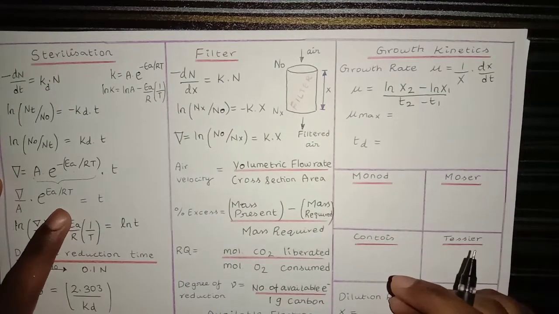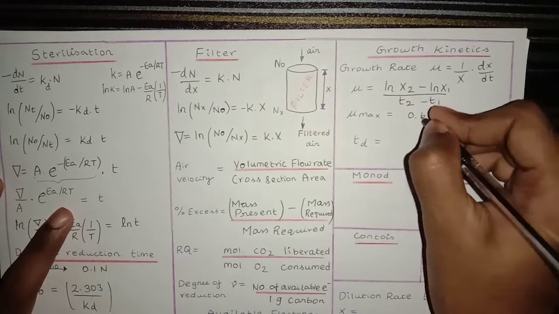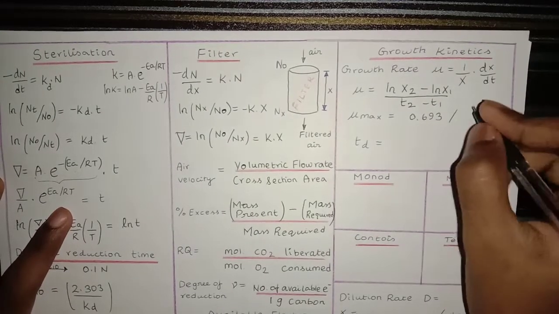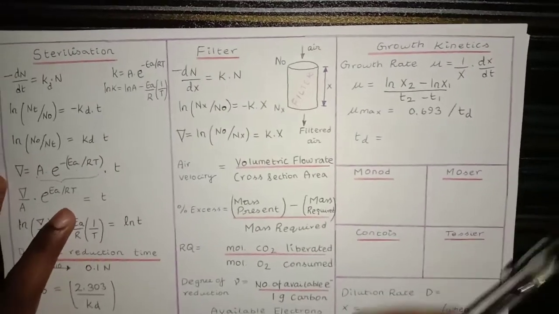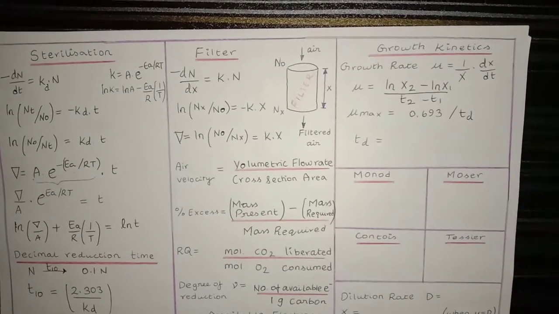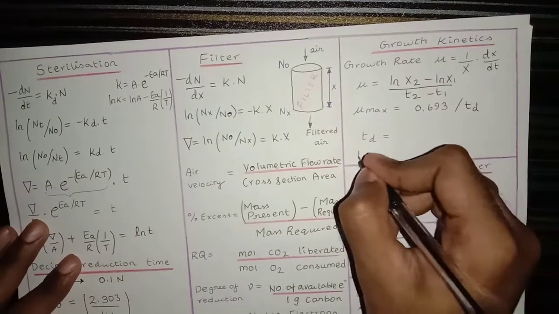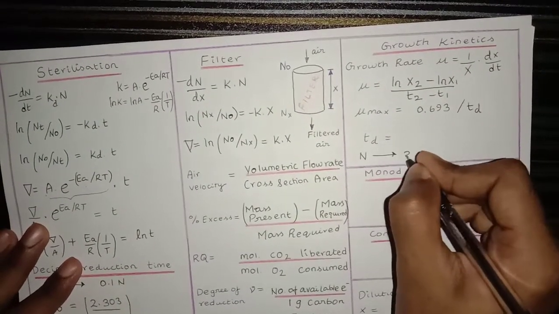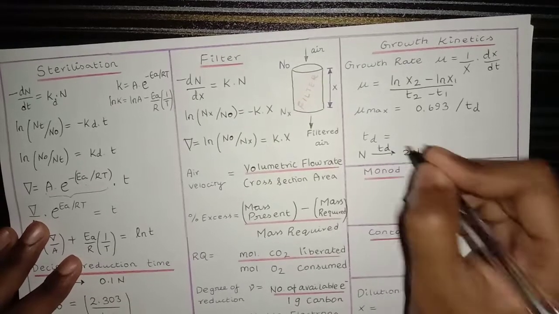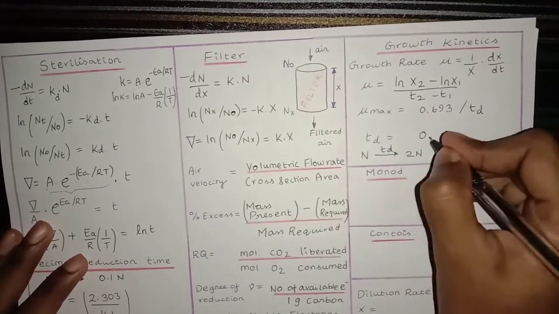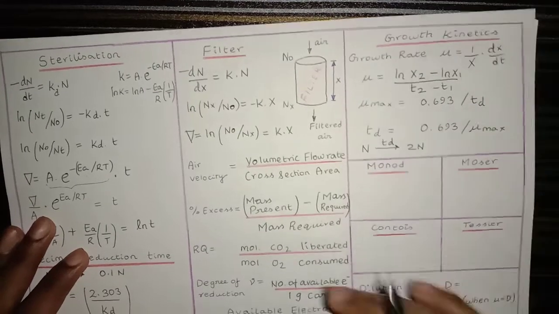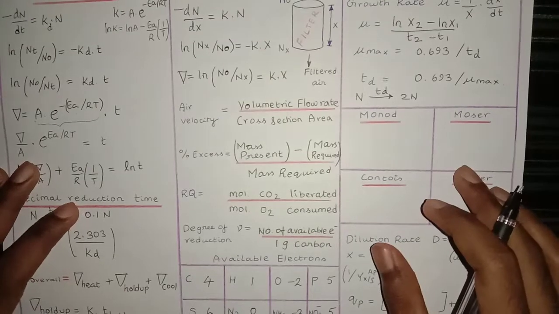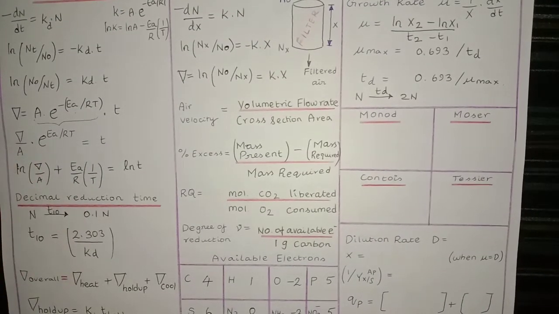Mu max is given by 0.693 over td, where td is the doubling time. Say n cells becomes 2n cells in time td. Therefore td is equal to 0.693 over mu max. And we have different models, say Monod model, Moser model, Quantized model, Tessier model. We'll see them.